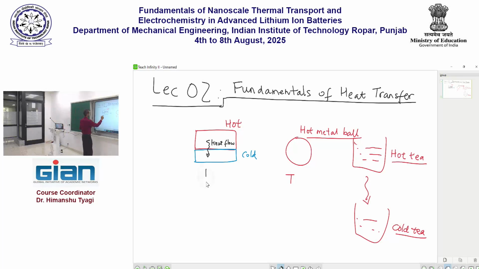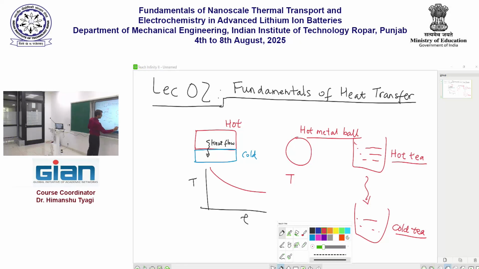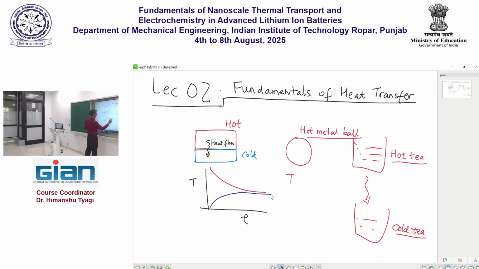So if I was to plot temperature versus time, the hot body temperature will probably look like this, the cold body temperature will probably look like this, until the two of them are almost the same with each other. This process is called heat transfer, the flow of heat. I'm using the word flow as if it's a liquid. We use the word flow typically with liquids, right? We also use the word flow with heat because heat in many ways behaves like a fluid. It's really not a fluid, clearly.